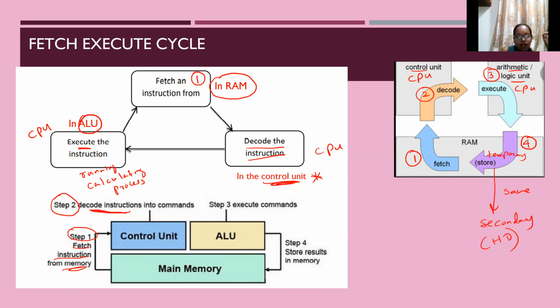That means the decoding. The decoding is happening inside the control unit. That is why from main memory, the data will go to the control unit. Then from the control unit, it will send that data to the ALU, because the execution or processing is happening inside the ALU. And from the ALU, after doing the final calculation, it will send the result again to the main memory. That is step 4.